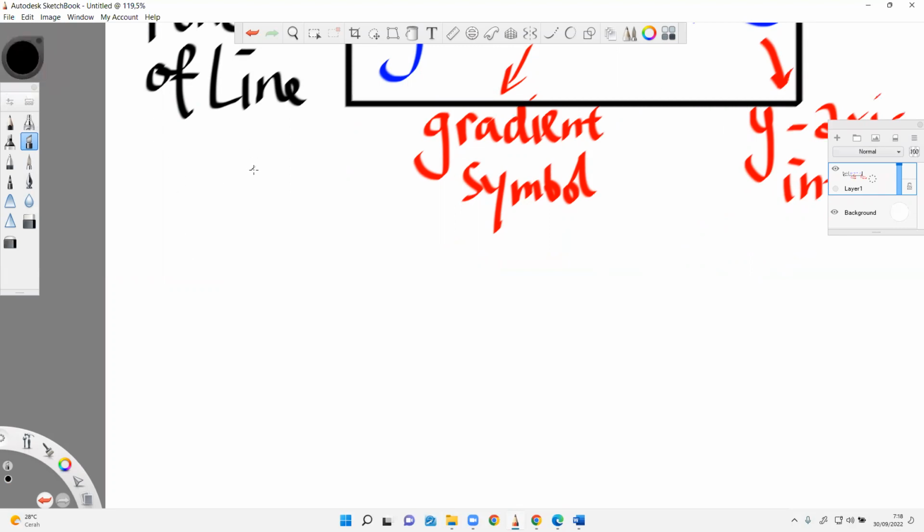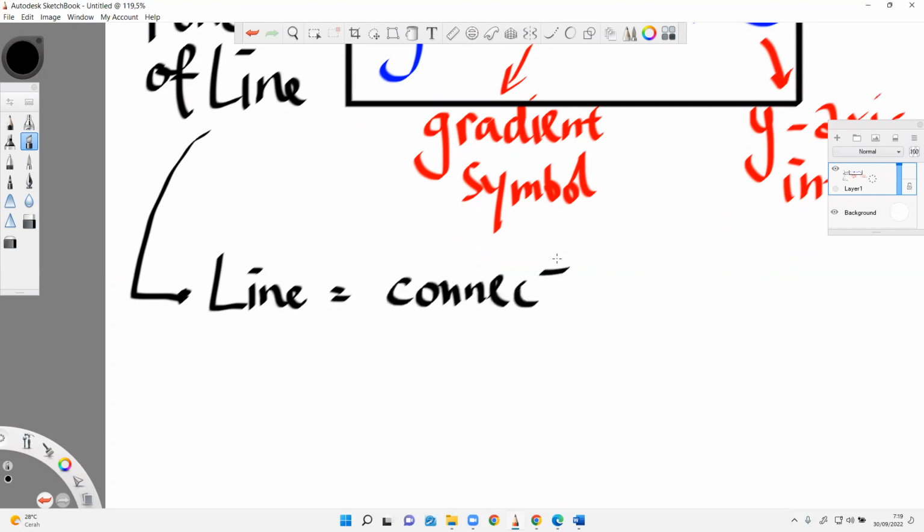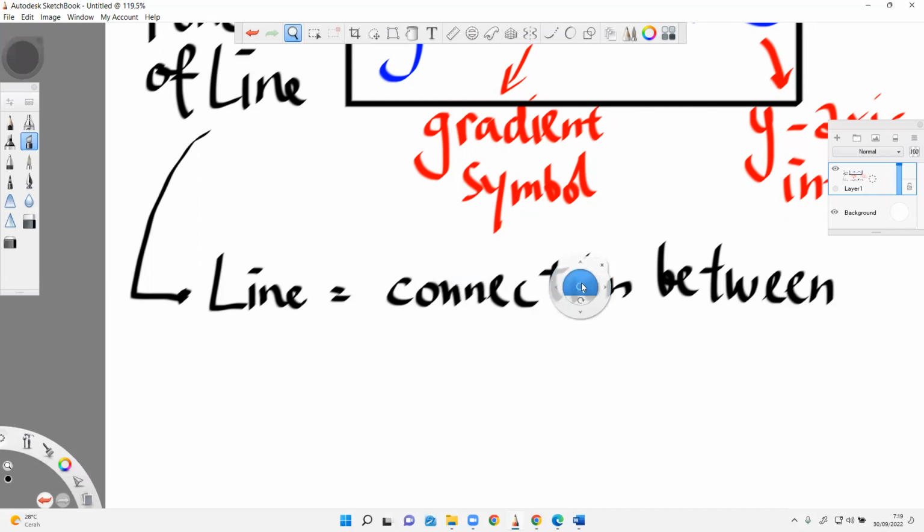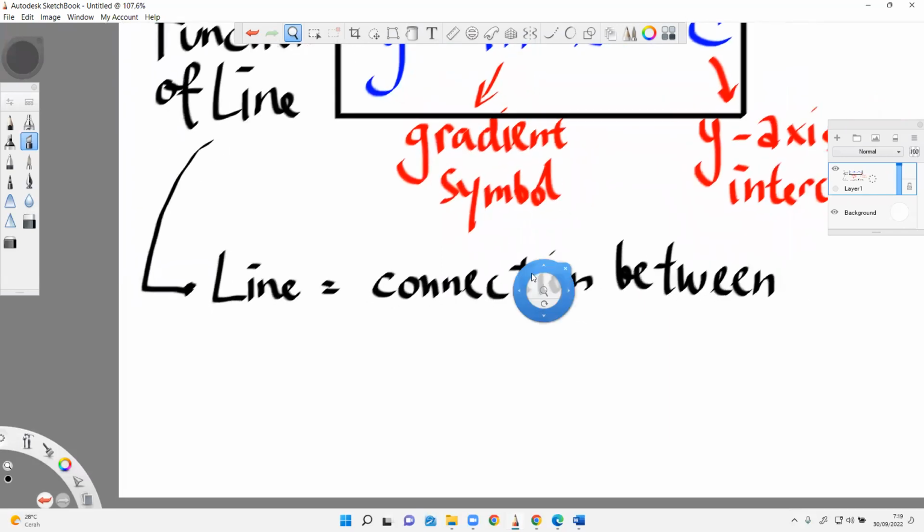But before we learn about the formula of the gradient, I will give you the essence of the line. So what is a line? Anyone can answer? What is a line? The connection between? Yes, that's it. A connection between 2 points. We have at least point 1 and point 2, and we can create the line. Two points, you connect, you will get 1 line. A connection between 2 points.